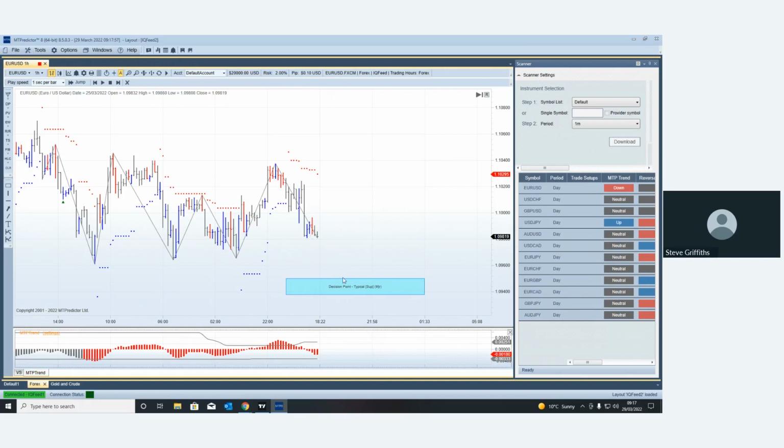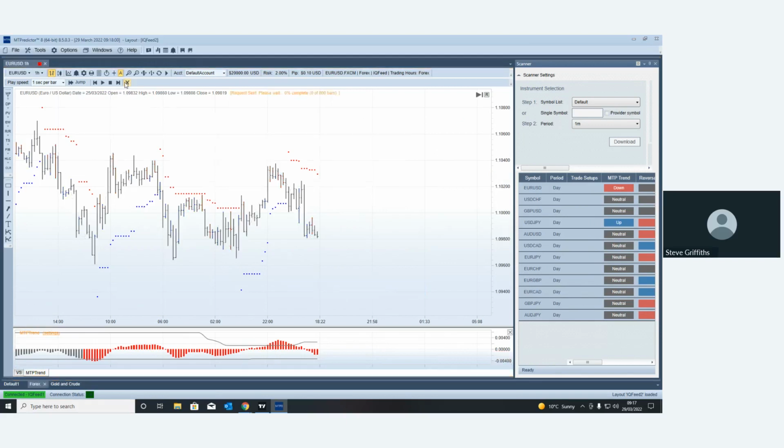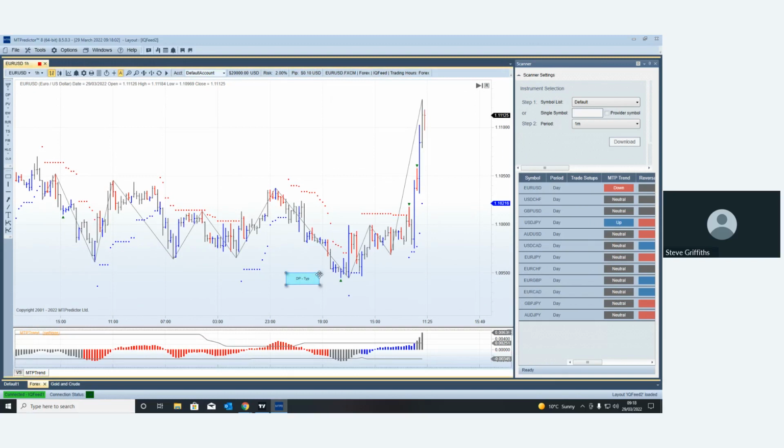So that's the support zone. It's on the chart there in advance. If we turn training mode off, what did the market do? Well, it came down into this area. This is the higher time frame, the 1 hourly chart.